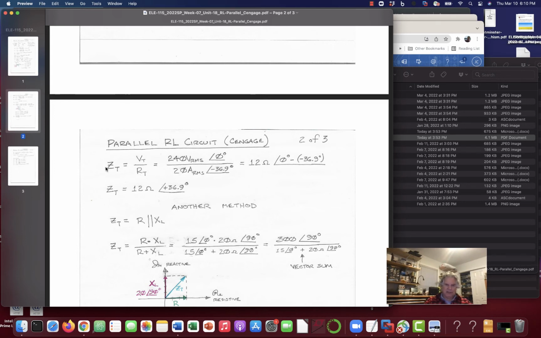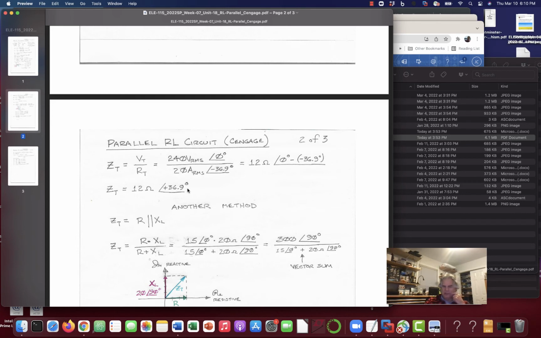This would be great for calculating the current, but I'm calculating this one, so this guy should be current right here. This RT is IT. 240 volts RMS at 0 degrees divided by 20 amps RMS at minus 36.9 degrees. Well, 2 into 24 is 12, and the zeros cancel, so it's 12 ohms, and the angle is 0 minus a negative 36.9, so Z total equals 12 ohms at plus 36.9 degrees.